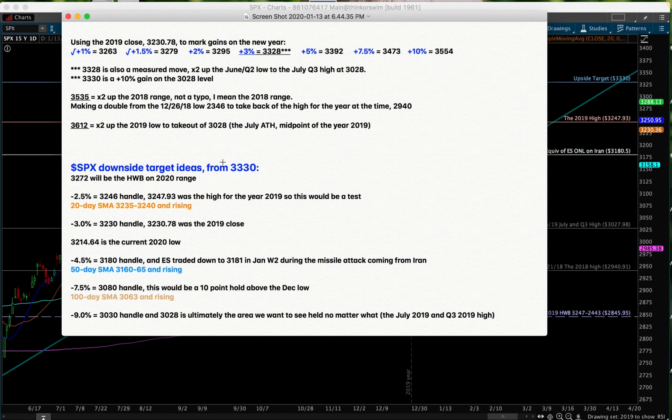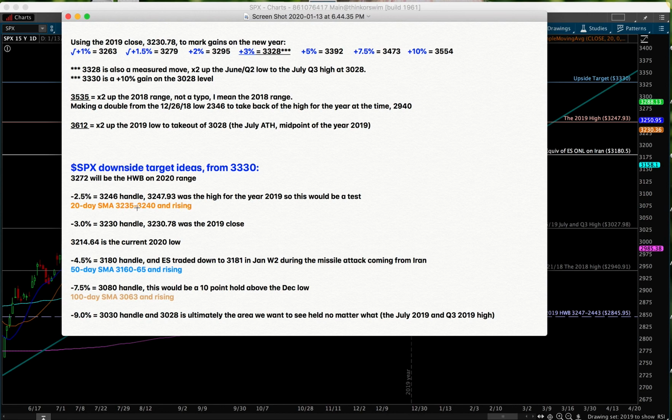Okay, so if we were to roll back 30% off of that, it would get us to about 32.46, and 32.47.93 was the high for the year 2019. So if we took a simple 2.5% correction off of 33.30, we would be testing the high for 2019, reversing off of that. The 20-day simple moving average is rising up into there.